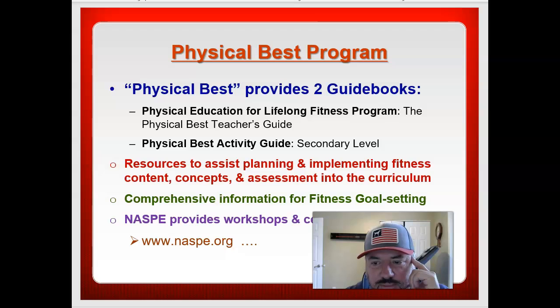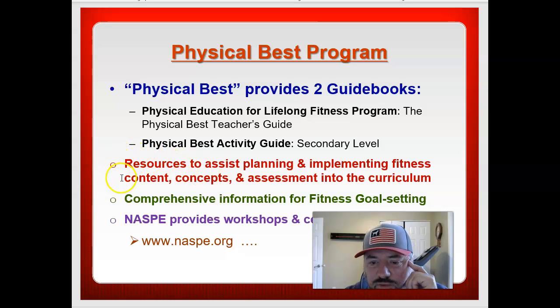The Physical Best program provides two different guidebooks. The Physical Education for a Lifelong Fitness program, which is the Physical Best Teacher's Guide, provides some different curriculum, plans, and ideas to help implement ideas to develop lifelong fitness throughout the lifespan, starting at K through 12 and going into community-based programs. The Physical Best Activity Guide for the secondary level is basically different plans and activities to help use activity to improve health-related fitness.